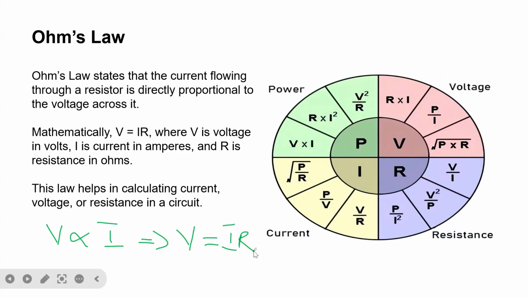The V is voltage, I is current, and R is resistance. And very importantly, the voltage V is measured in volts, the current I has a unit of amperes, and the resistance R has a unit of ohms.